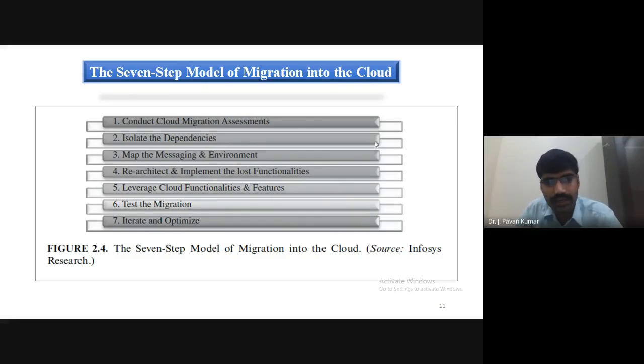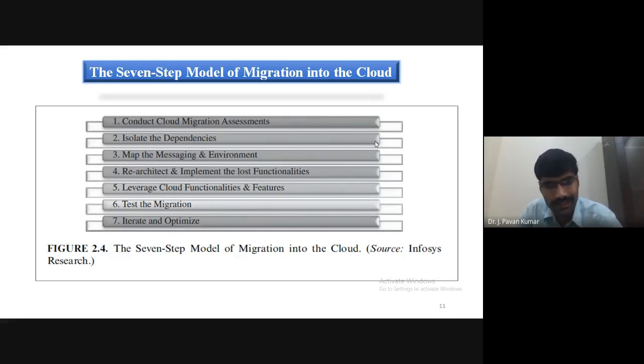Next, accordingly we will redesign or re-architect the entire functionalities to implement what are the lost functionalities we will be having. It's like we are isolating the dependencies, right? And those are independent modules we are making. While doing so, some of the functionalities we cannot make independent. For those functionalities, we will re-architect or redesign again in order to get those lost functionalities. Okay, fifth step is leverage cloud functionalities and features.